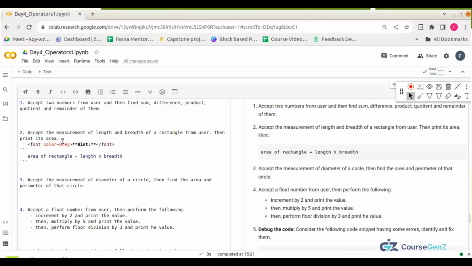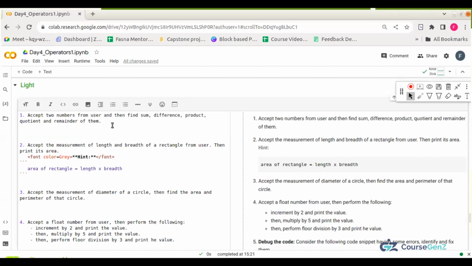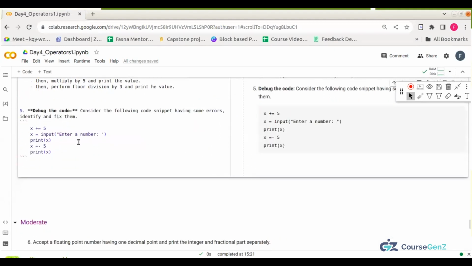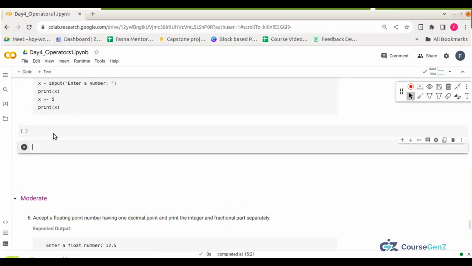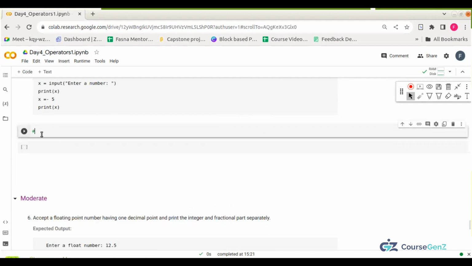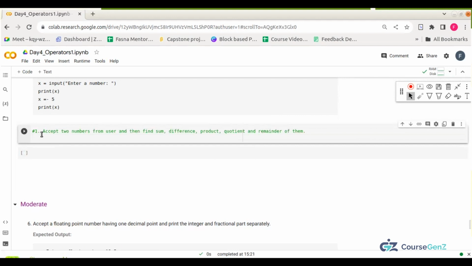Then here come some activities. Accept 2 numbers from the user. Then find the sum, difference, product, quotient and remainder of them. How can we find it? So let's try doing it. So here we have to accept 2 numbers. So first of all, let's try doing this problem. I'll help you to do some of these problems. Okay, so this is the first problem. We have to accept 2 numbers from the user, and then we have to find the sum, difference, product, quotient and remainder.